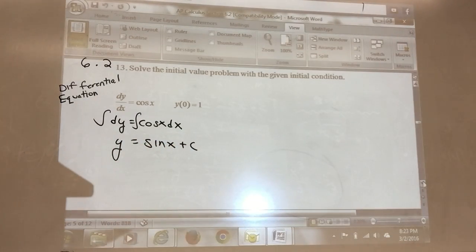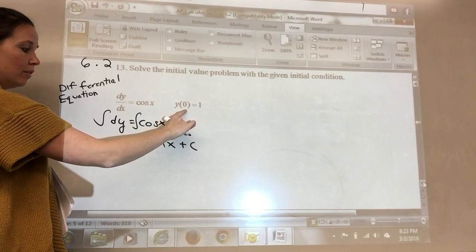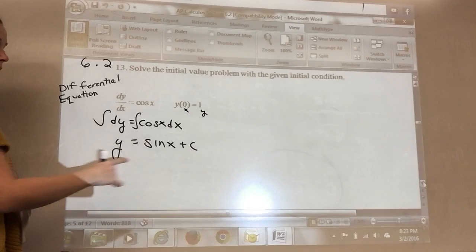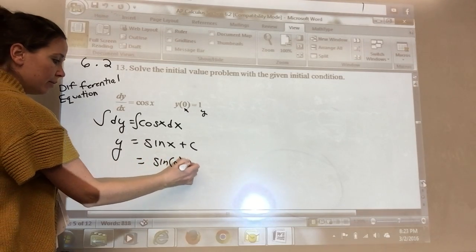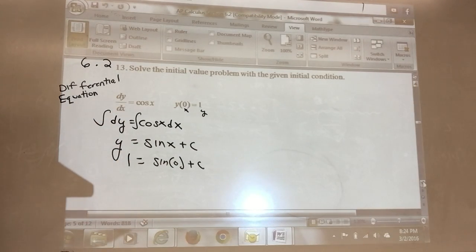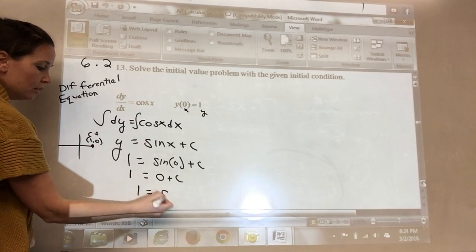Once you get that far, you're just about there, but you do have to sub in your initial condition. So when your input is 0, your output is 1. So this is your x and this is your y. So my input is 0, so the sine of 0 plus c. My answer is 1. Okay, now I go through and I draw my little chart. The sine of 0, well 0 is here. And you can see that that is 0. So 1 is equal to 0 plus c. 1 is equal to c.